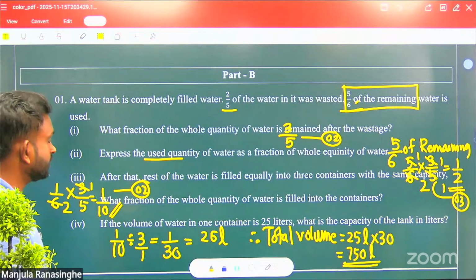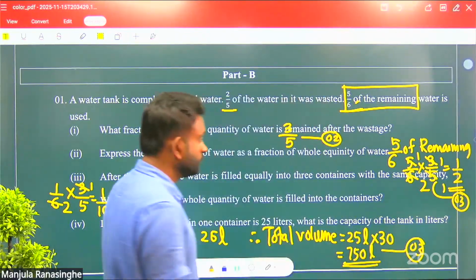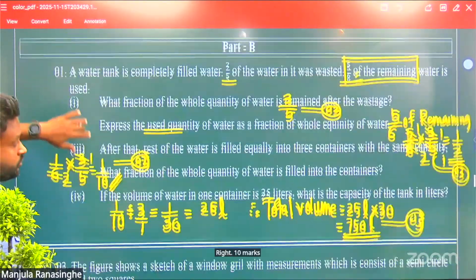Three marks there, okay? Right. 10 marks totally.